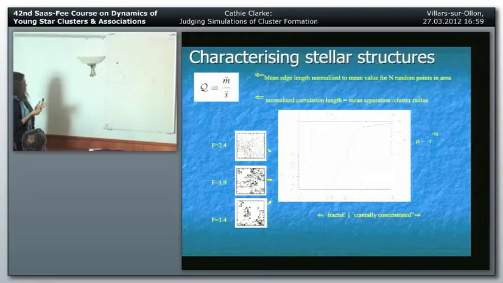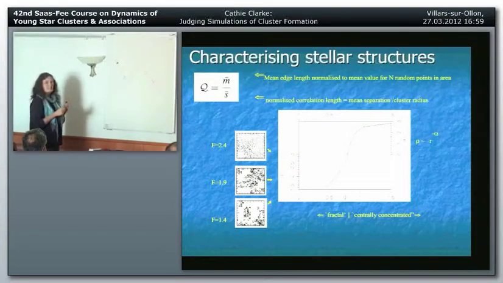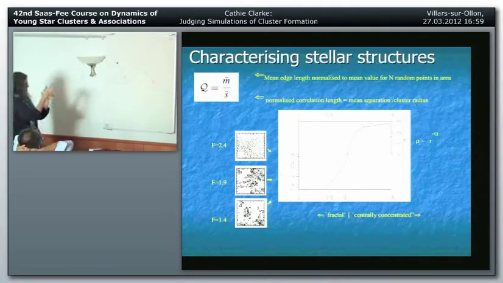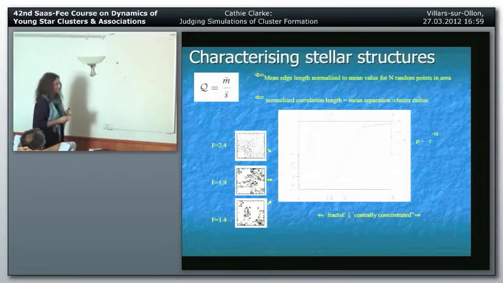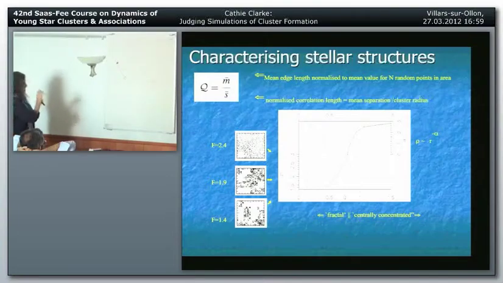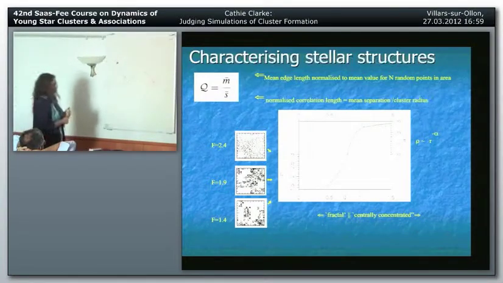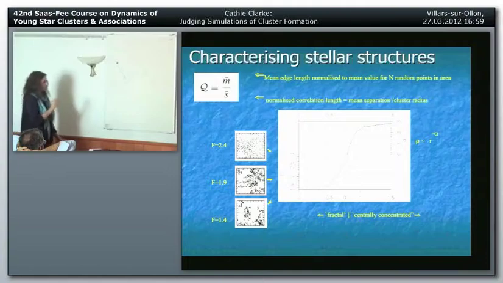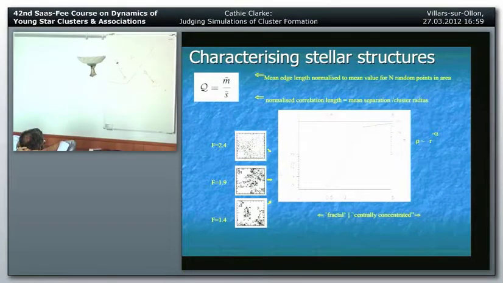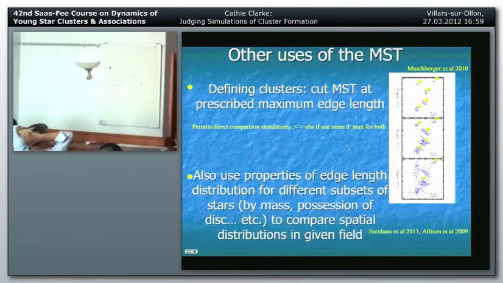So whether you really think it's a diagnostic of fractals or not is a bit of a stretch, but I think what it's really showing is that as you go away from being uniform, if your dense regions are all co-located, like they would be in a radially concentrated cluster, you increase the Q parameter, and if they are dispersed, as they are in fractal realizations, then you decrease it. And so it's a lovely way of finding a single number to sum up the state of your simulation or the state of your observations. And in fact, a number of people have applied this to both simulations and observations.